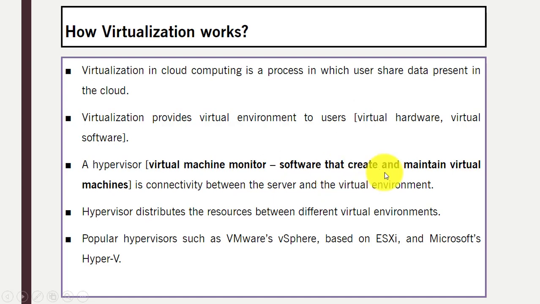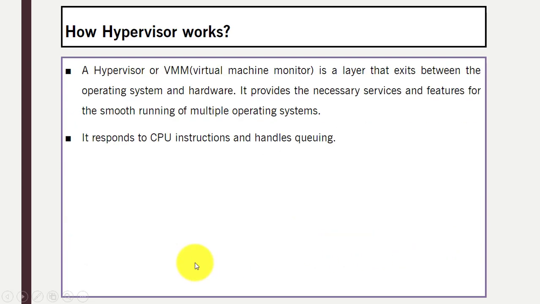That is the software we use to create and maintain the virtual machines, and we use the hypervisor for the connectivity between the server and the virtual environment. And you can also distribute the resources between the different virtual environments using a hypervisor. Then we have different types of popular hypervisors, such as VMware based on ESXi, and we have Microsoft Hyper-V.